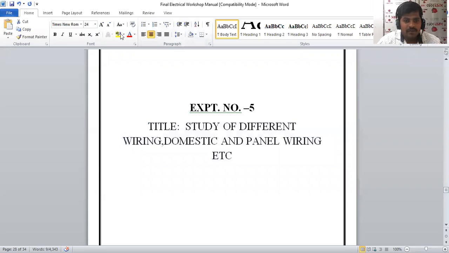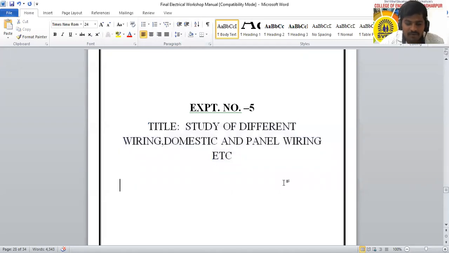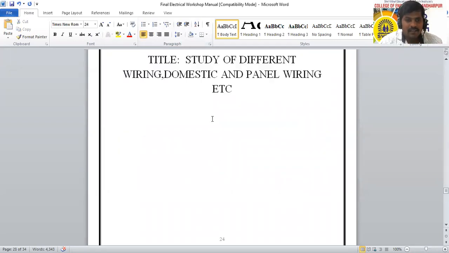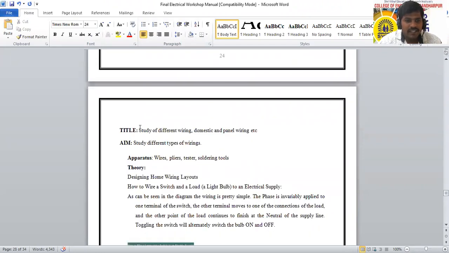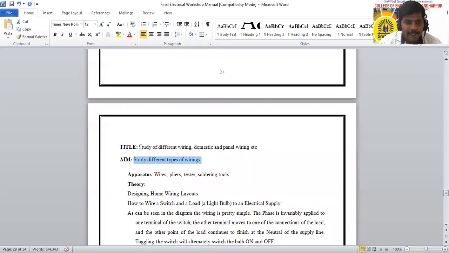We will see the aim of this practical, that is to study the different types of wiring, domestic and panel wiring. The apparatus required: again, this is a study experiment. We want to study the different types of wiring.